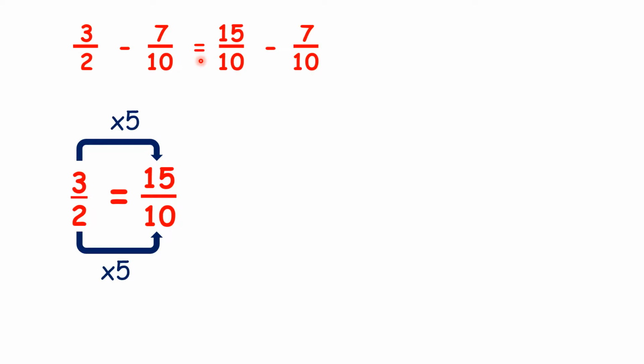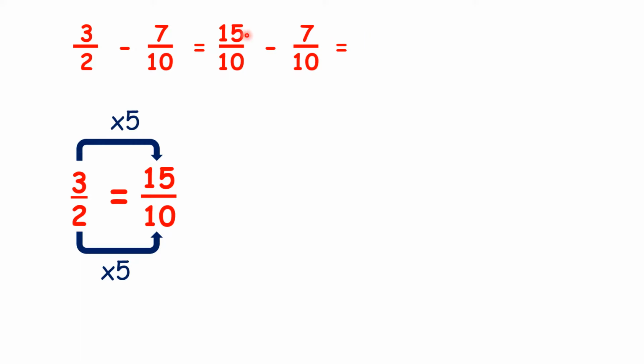So notice what the equal sign really means here. We have 3 halves minus 7/10 equals 15/10 minus 7/10. The equal sign just means is the same as. So 3 halves minus 7/10 is the same as 15/10 minus 7/10. But we haven't got our answer yet.